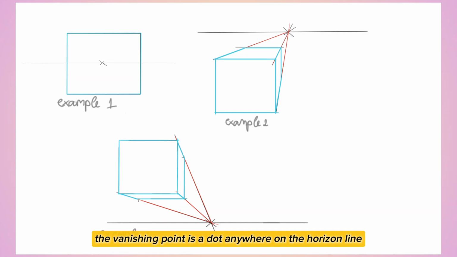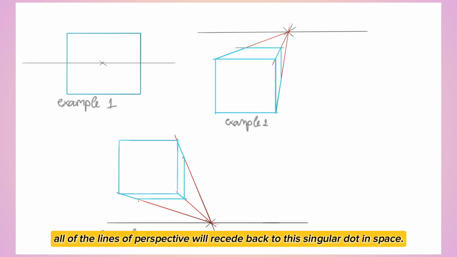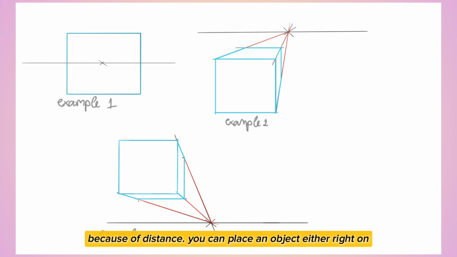The vanishing point is a dot anywhere on the horizon line. As the name states, one-point perspective utilizes one singular vanishing point. All of the lines of perspective will recede back to this singular dot in space. This dot can best be thought of as the place where objects begin to disappear because of distance.